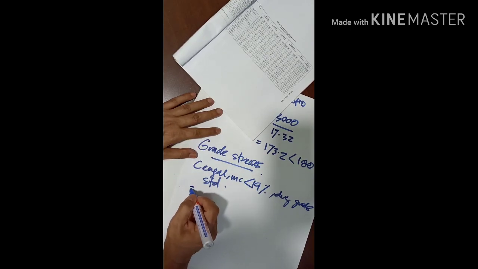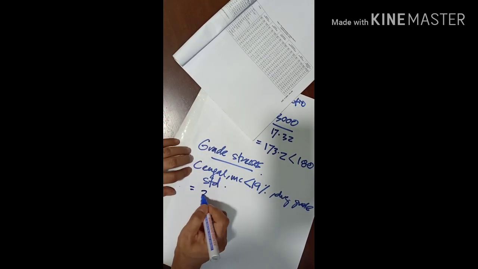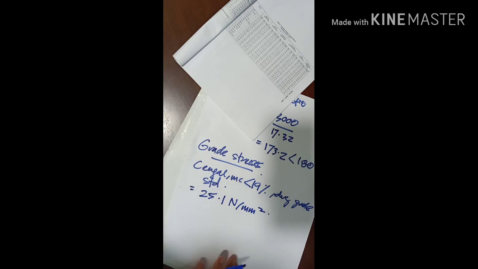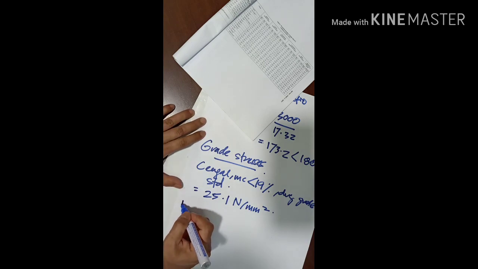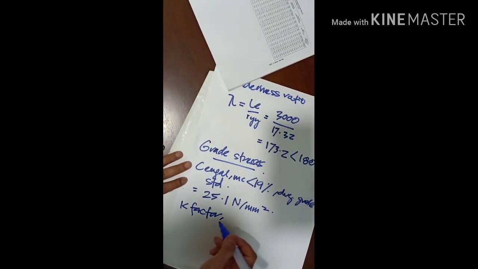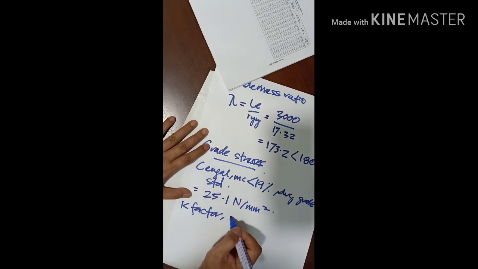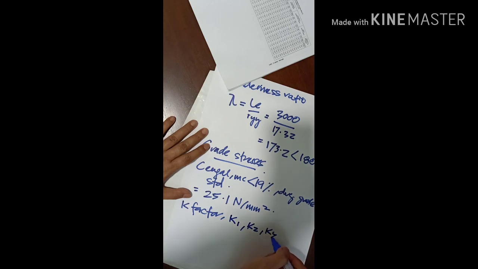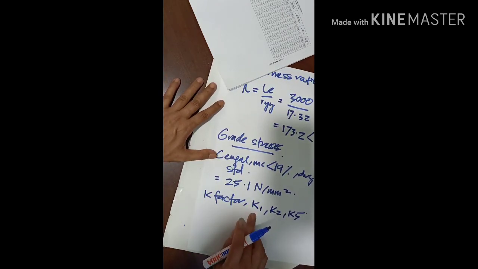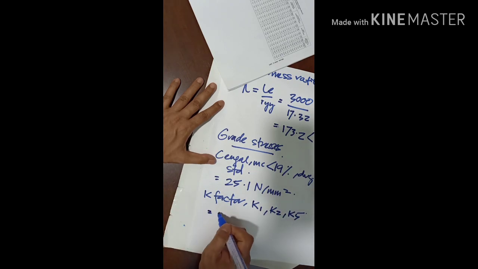So from the table we found that the grade stress of cengal timber is 25.1 Newton per millimeter square. The next step is we have to identify the K factors. Since our slenderness ratio is less than 180, the K factors related to our design are only K1, K2 and K5. Based on the Malaysian standard requirement, the values of K1, K2 and K5 are 1.0.